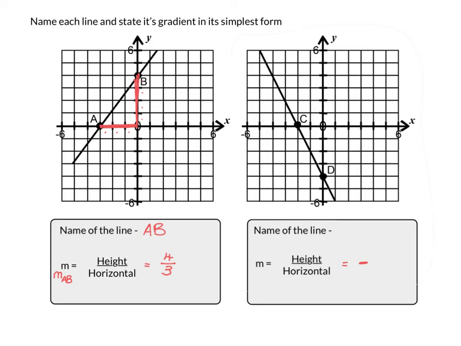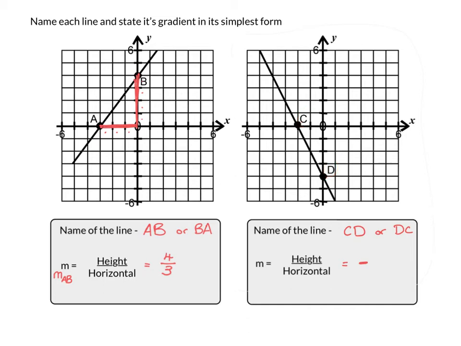Right, so what are we being asked to do? Name the line. We've got two letters here, CD. I always put them in alphabetical order, so I would say the name of this line is CD. You could call it DC as well. The other one I called AB again, just habit to put in alphabetical order, but I could call that BA as well.